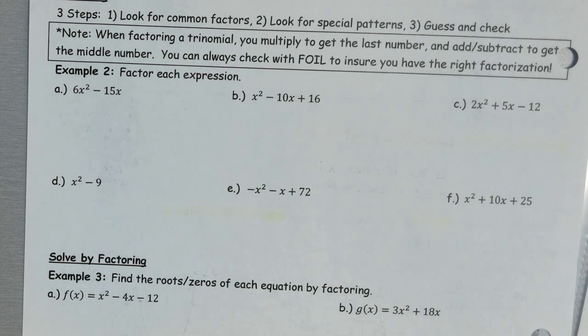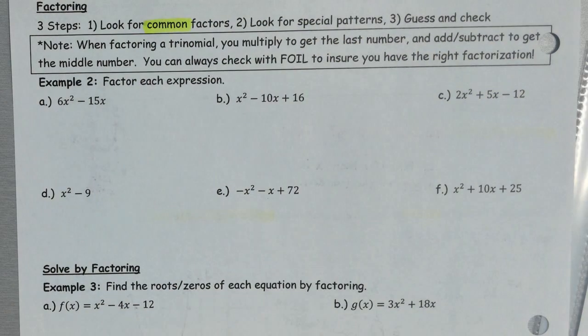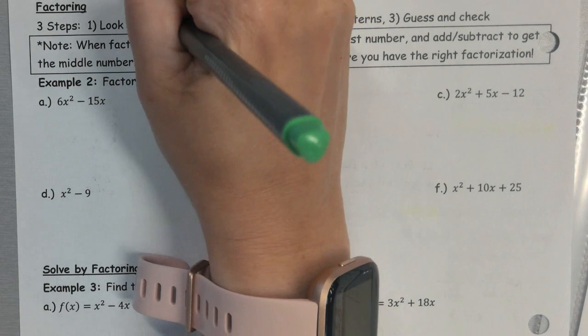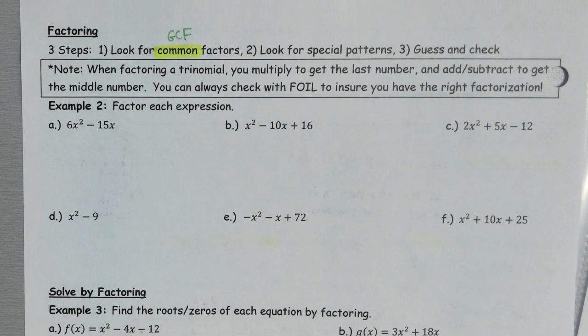All right, so for the 3 steps, the first step is to look for what they have in common, right? Just like the rules of dating. First, find out what you have in common. So you're trying to take out the GCF, the greatest common factor. You always want to do that first if there is a GCF.